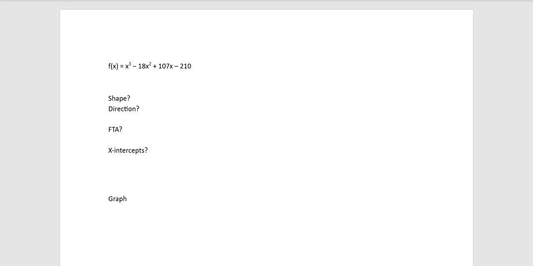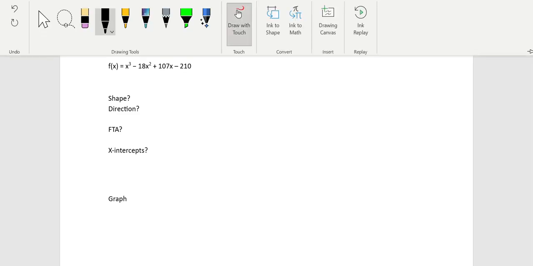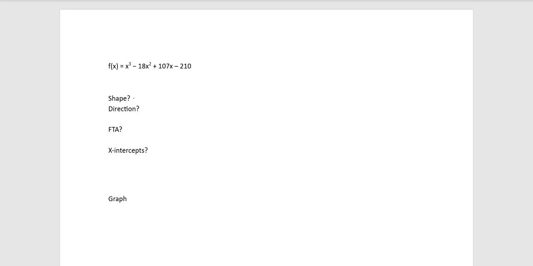The shape is also determined from the degree of the function because shape is based on whether we have an even or an odd degree. An even degree tells me that the ends of the curve will point in the same direction, whereas an odd degree tells me the ends will point in different directions, with one side up and the other side down. Now, which direction that is comes from the leading coefficient.